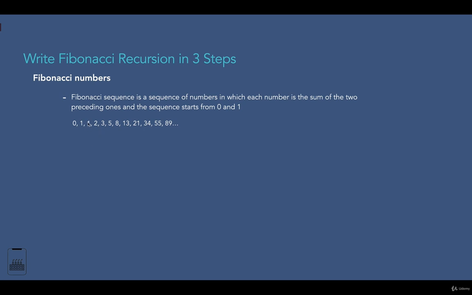So the next number is 1, which is the sum of 0 and 1. Then the next number is 2, which is the sum of the 2 preceding numbers, in this case 1 plus 1. Then the next number is 3, which is the sum of the 2 preceding numbers, 1 plus 2. Then comes 5. Here we have also implemented the same rule, so in this case 2 plus 3. Then 8, which is 3 plus 5. Then 13, which is 5 plus 8. And it continues like this to infinity.